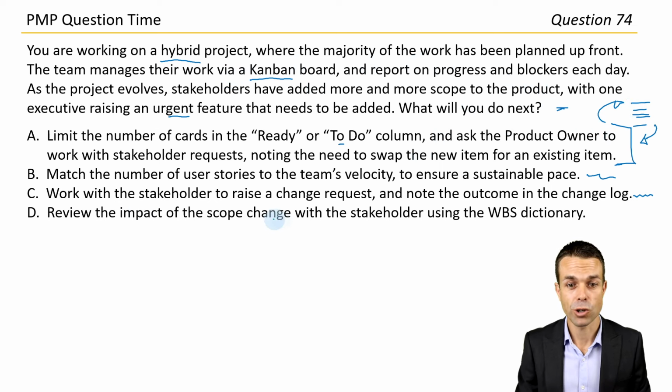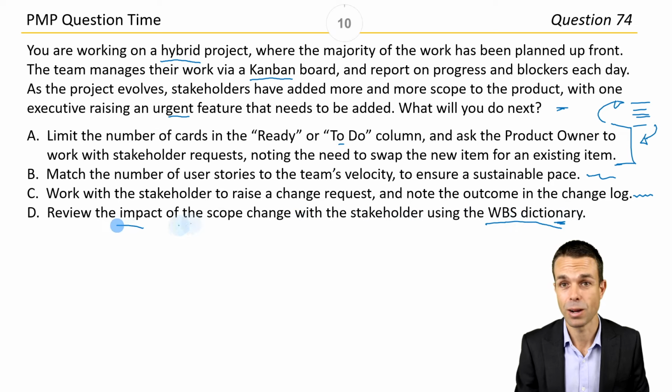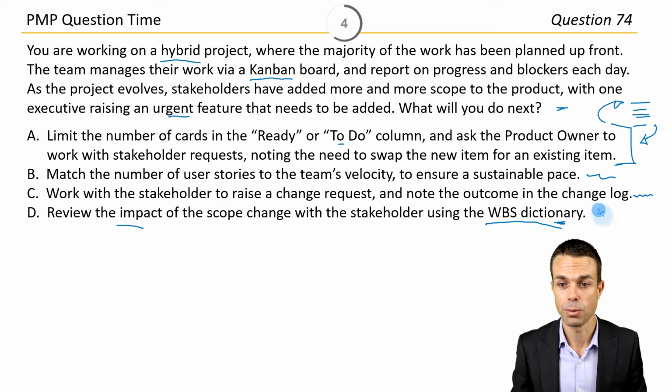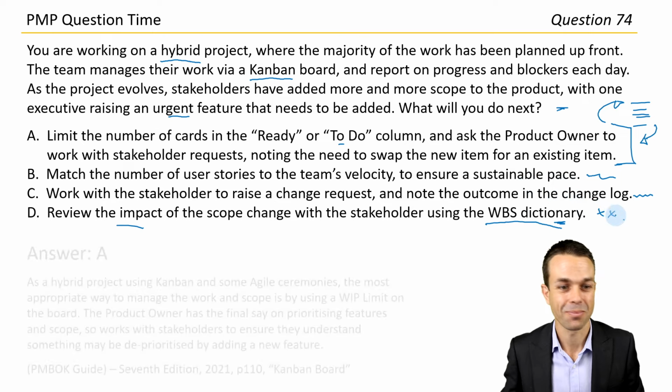Review the impact of the scope change with the stakeholder using the work breakdown structure dictionary. I think we may not use that to review the impact. We might use a variance analysis. Is it going to impact our schedule or our cost? I think that's probably a bit of a red herring answer, that one. So let's go with answer A.